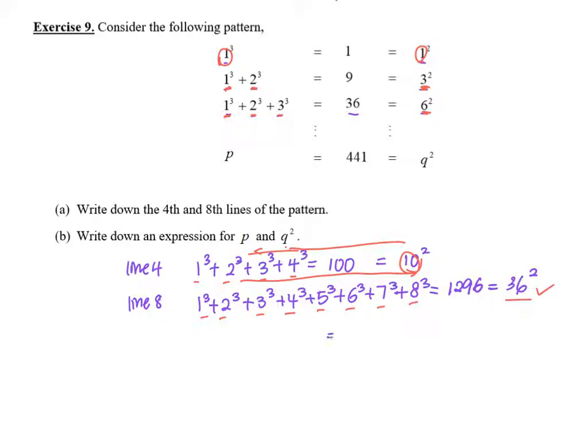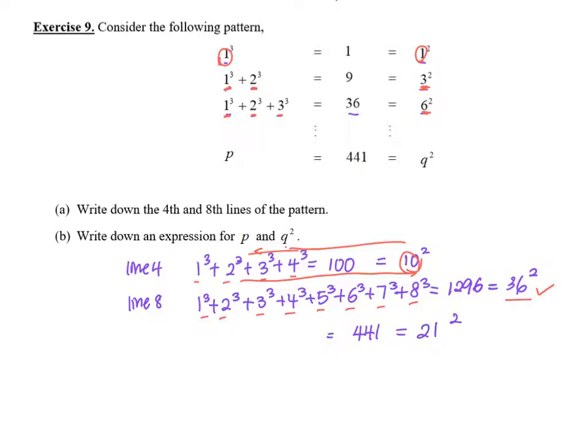The first part is quite easy. I'll do the 441 over here. 441 equals to something square. What number square is this? So I'm going to take square root for 441. Okay, write down an expression for Q square. So 441 will be what number square? Square root of 441 will give me the number 21 square. So we know that Q square is equals to 21 square.